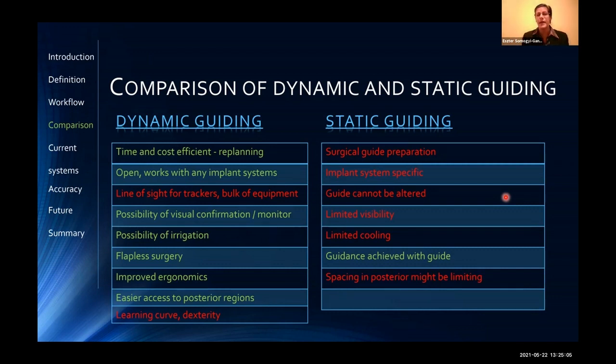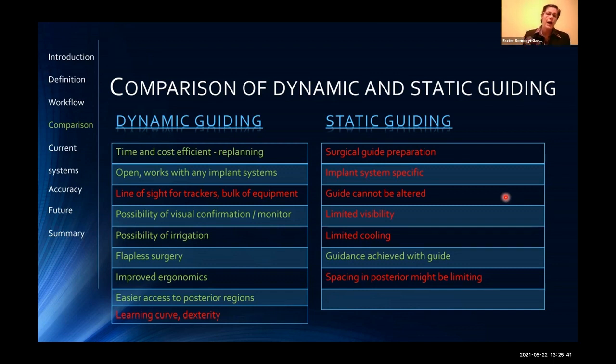It's open. It works with any implant system. It is possible to visually confirm that we are at the right place. And so there's actually a feedback loop, and one can correct, or recalibrate if it's not accurate. It is very possible to irrigate because the surgical field can actually be completely free of any kind of stent or guide. So irrigation is very possible. It can be done flaplessly if one trusts the system enough. Ergonomics is improved.